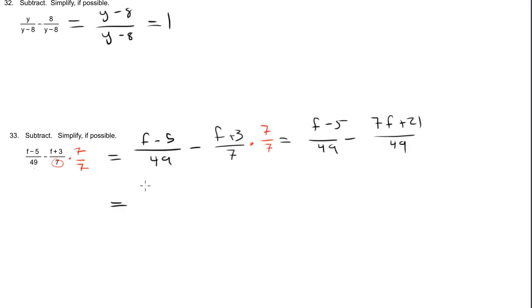And this will be f minus 7f is a negative 6f, minus 5 minus 21 is a negative 26. So minus 6f minus 26 over 49. 7s don't divide out of that numerator. We're done. Next problem.